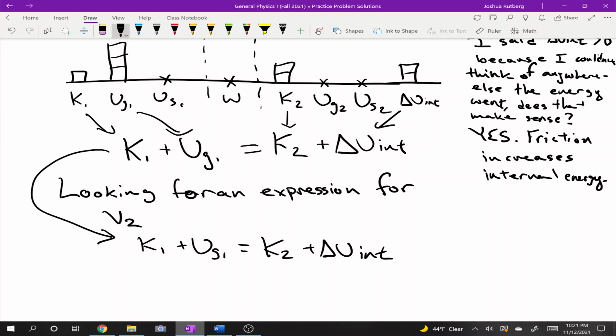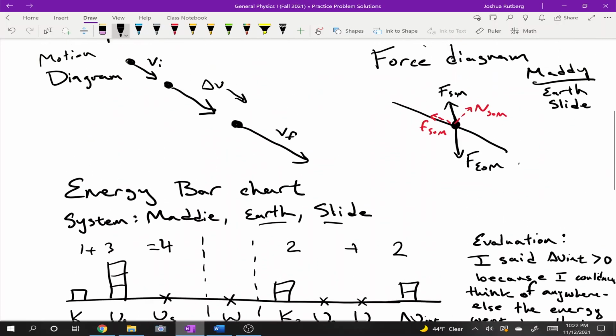Kinetic energy is 1/2 mv squared. Gravitational energy is mgh. Kinetic energy is once again 1/2 mv squared. And then the change in internal energy. The only time we have an equation for the change in internal energy is when that change in internal energy is coming from friction. And that's exactly what we have here.